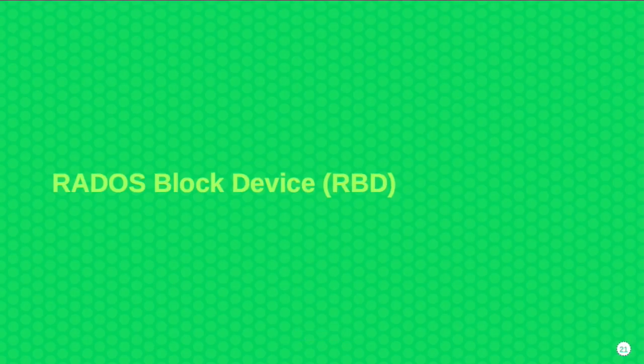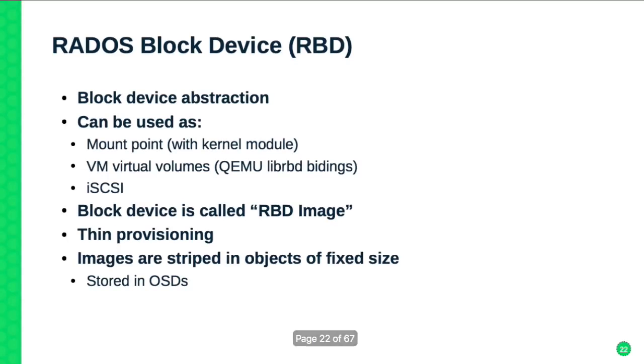So now going into more depth in the case of the RADOS block device. RADOS block device provides the block device abstraction for users. These block devices can be used as mount points using the kernel module for RBD. We can use them as virtual disks in virtual machines, or we can access them using SUSE. In the RADOS block device domain, block devices are called images. So throughout the remainder of the presentation, I will talk about RBD images, but they are actually block devices.